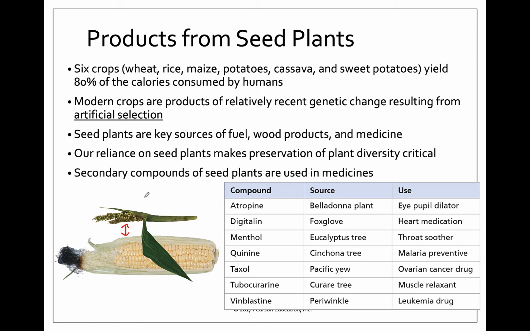Corn is so reliant on humans. Corn doesn't even come off the cob anymore, right? Corn is the seed. It can't reproduce on its own because we've selected for corn that stays on the cob. Humans now have to plant the seeds for it.